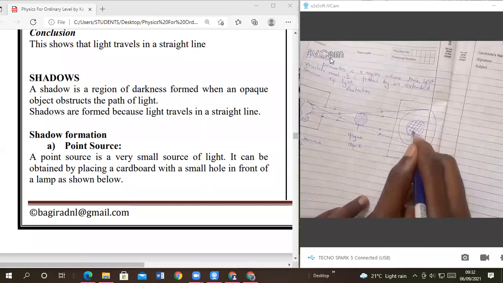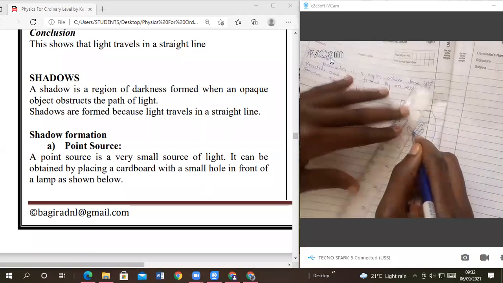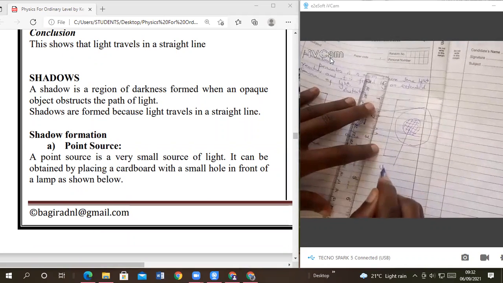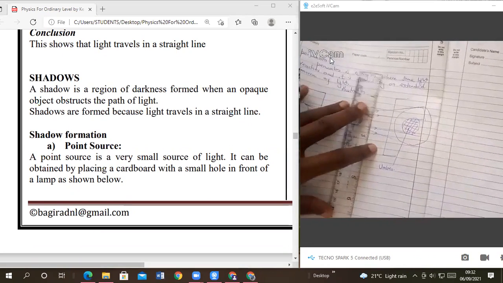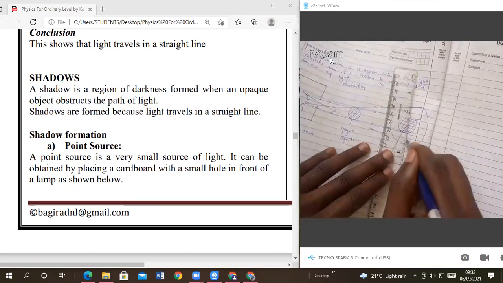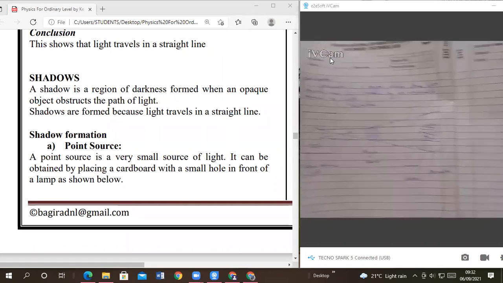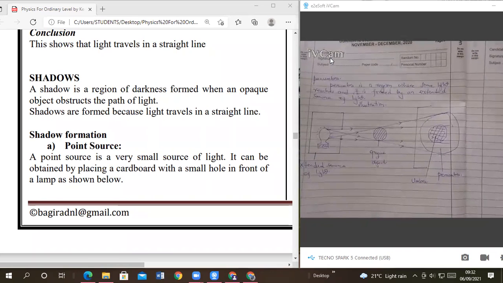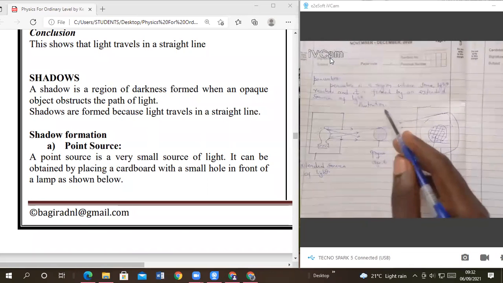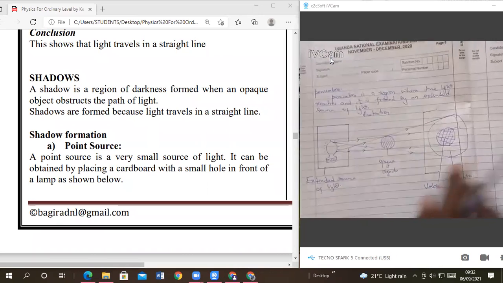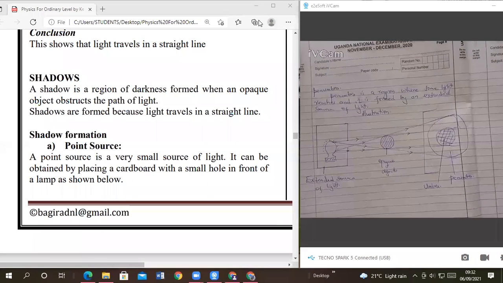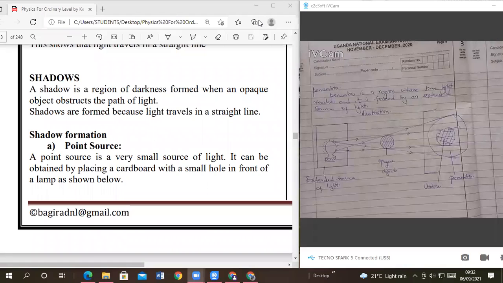So now this one, what do we call it? Total darkness, which is the umbra. Then this one is what we call the penumbra. So for you to have all the types of shadows formed, it must come from where? Members, it must come from where? It must come from an extended source of light.